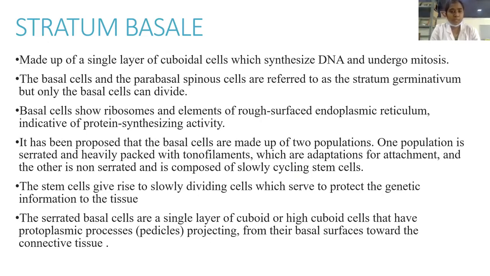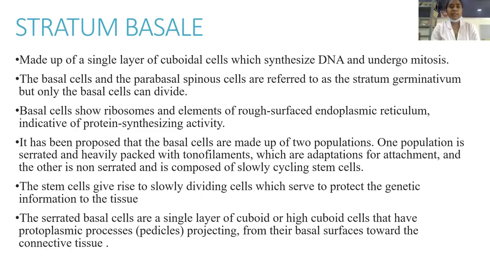It has been proposed that the basal cells are made up of two populations. One population is serrated and heavily packed with tonofilaments, which are adaptations for attachment, and the other is non-serrated and is composed of slowly cycling stem cells. The stem cells give rise to slowly dividing cells which serve to protect the genetic information of the tissue.